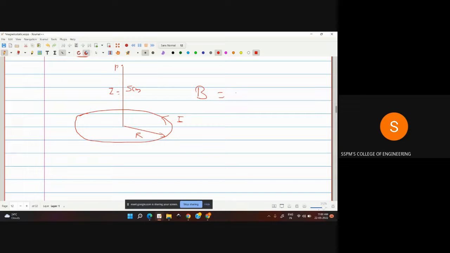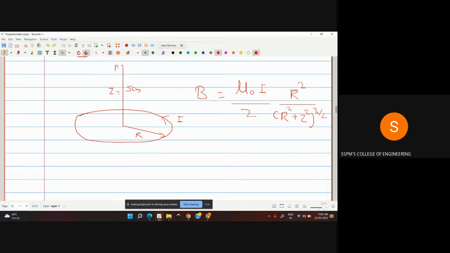The equation here तुम्ही लक्षात ठेवा. mu 0 I divided by 2 multiply by r square, where r be the radius of circular path, divided by r square plus z square to the power 3 by 2. Isn't it?